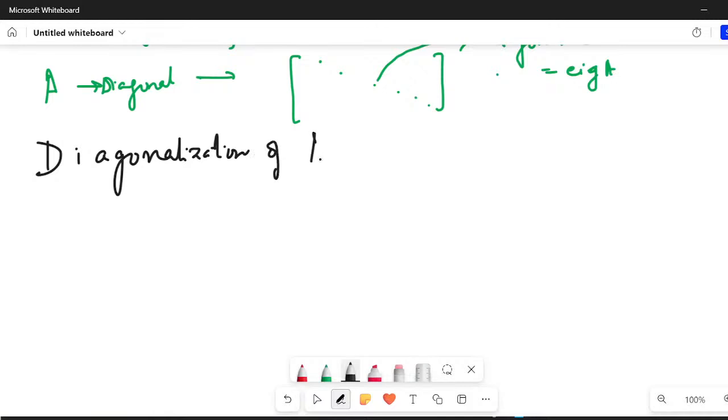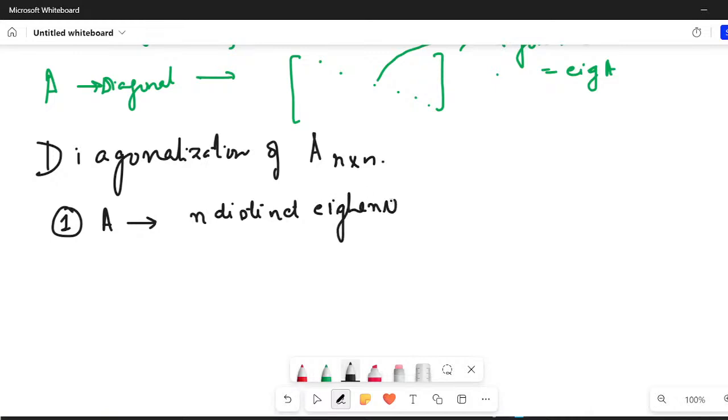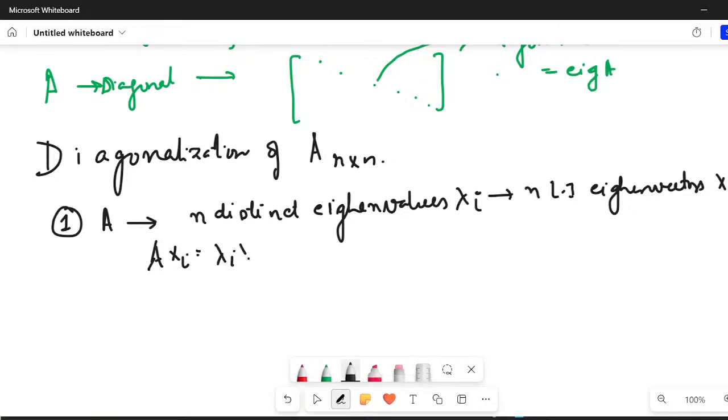So, diagonalization of a matrix A of n cross n. Let us say that this particular matrix A has n distinct eigenvalues lambda i, corresponding to which we have n linearly independent eigenvectors, let us say xi's. So what does it imply? It implies that A xi would be equal to lambda i xi.